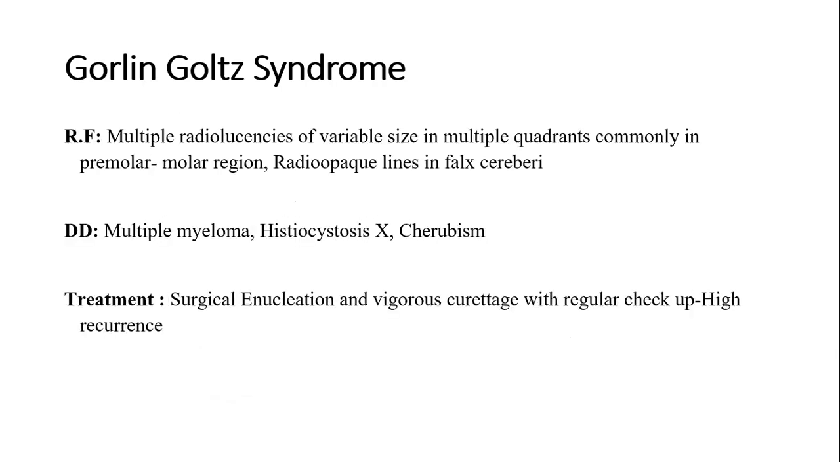Gorlin-Goltz syndrome radiographic feature appears as multiple radiolucencies of variable size in multiple quadrants, commonly in premolar molar region, radiopaque lines in falx cerebri. Differential diagnoses are multiple myeloma, histiocytosis, cherubism. Treatment is surgical enucleation and vigorous curettage with regular checkup, and there is a high recurrence rate.